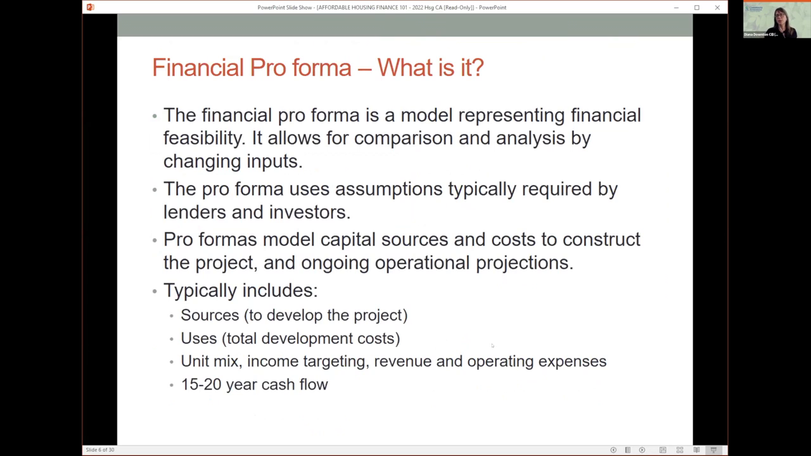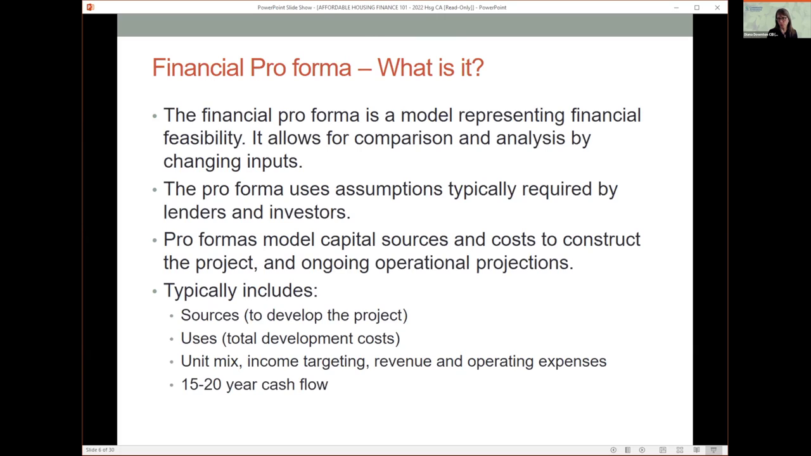So usually what we use to represent the feasibility of the project is a financial pro forma. So it's really a tool that we use to compare and analyze the financing of your project and test out different scenarios. And basically it's like a puzzle, which is why I love running the numbers. I'm a numbers geek. I love doing the numbers. It's just like a big puzzle. And the pro forma is your tool to solve the puzzle. And that's my job, is to help you solve the puzzle.